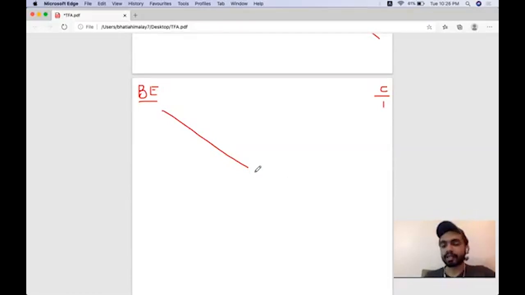Now, how does the pattern look? The pattern looks something like this. There is a red candle followed by a green candle which completely engulfs the red candle. Engulfs means it completely covers the red candle.